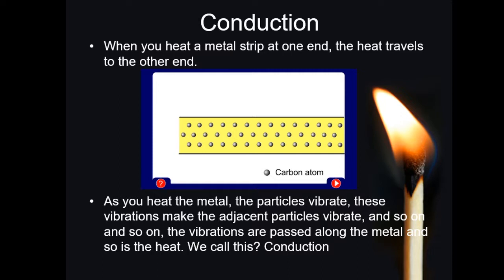As you heat the metal, the particles vibrate. These vibrations make the adjacent particles vibrate, and so on and so on. So the vibrations are passed along the metal, and so is the heat, right? As we explained earlier, heat is just formed when particles move around very quickly. So as the vibration gets faster and faster, it will cause the other particles to vibrate as well, and it will cause the object to heat up. Okay, so we call that conduction.